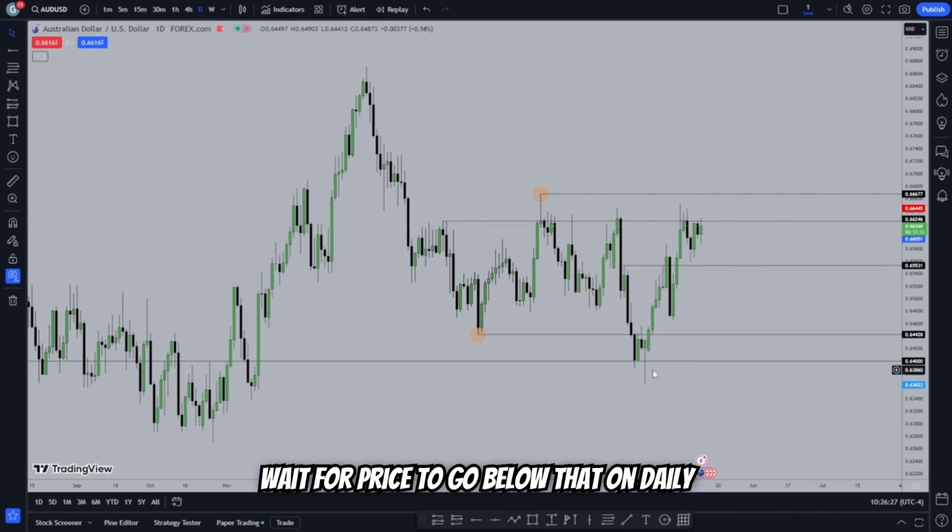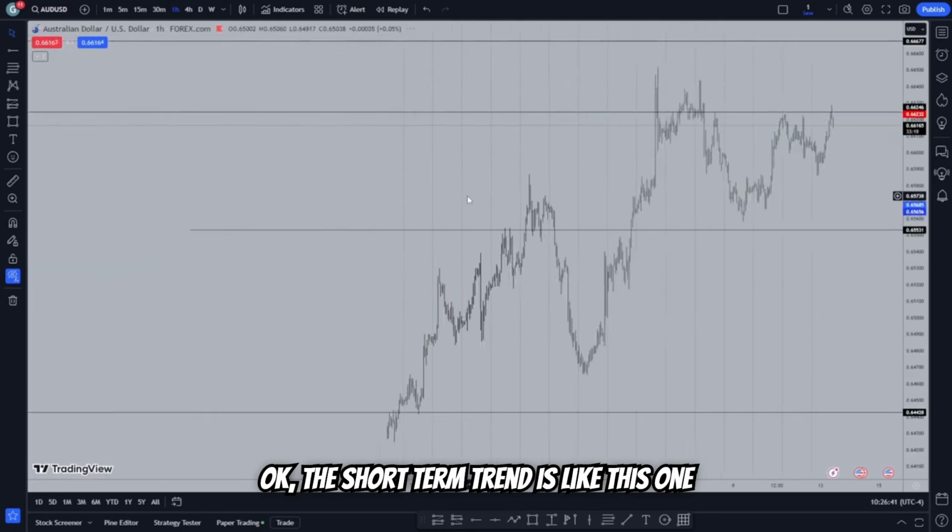Then you will wait for price to go below that on the daily time frame, and then you can easily find out what the next few days' bias will be. Okay, and now let's talk about the short-term trend. What's the short-term trend? The short-term trend is like this, on the 1-hour time frame over here.